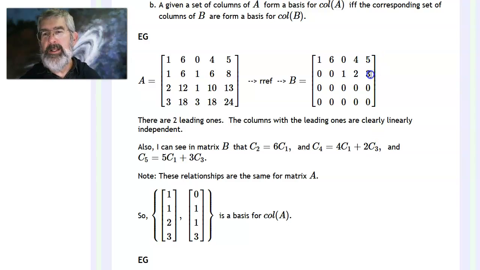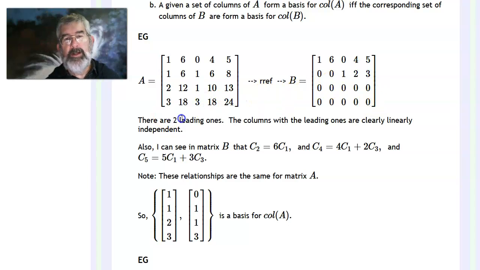Likewise, the 5 and the 3 tell me that column 5 is 5 times column 1 plus 3 times column 3. So there is the relationship between these columns, really easy to see when it's in reduced or echelon form. And we can go back and check. Do the same relationships work here?